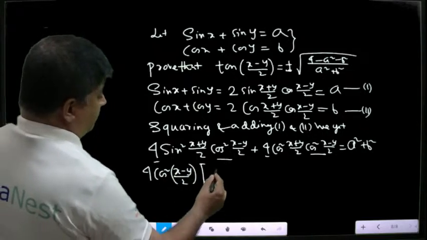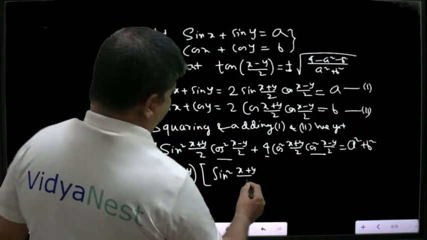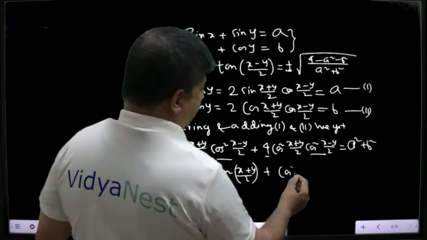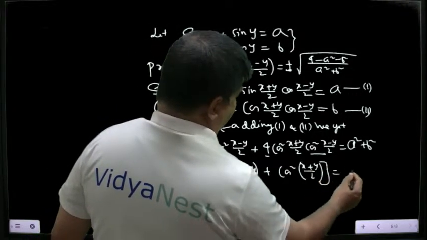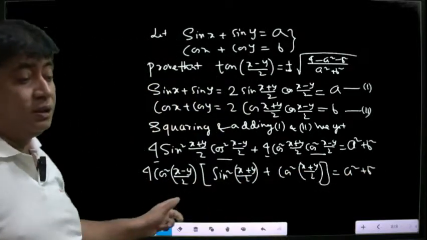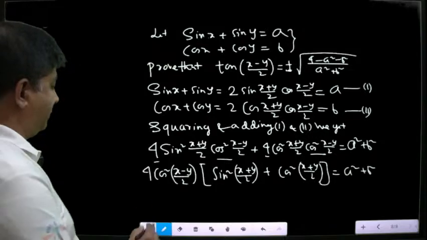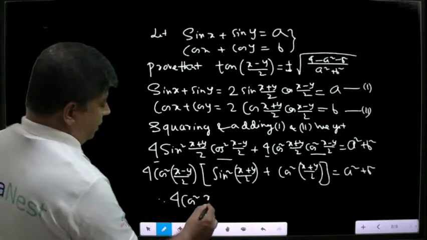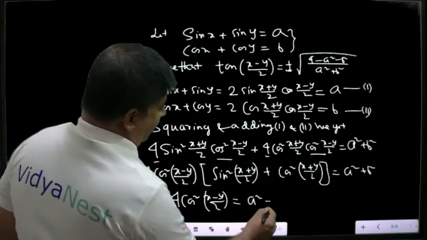What will be left for you? Sin square x plus y by 2 plus cos square x plus y by 2. That is a square plus b square. And it is one of the known trigonometrical identities: sin square theta plus cos square theta. So we will get 4 cos square x minus y by 2 is equal to a square plus b square.